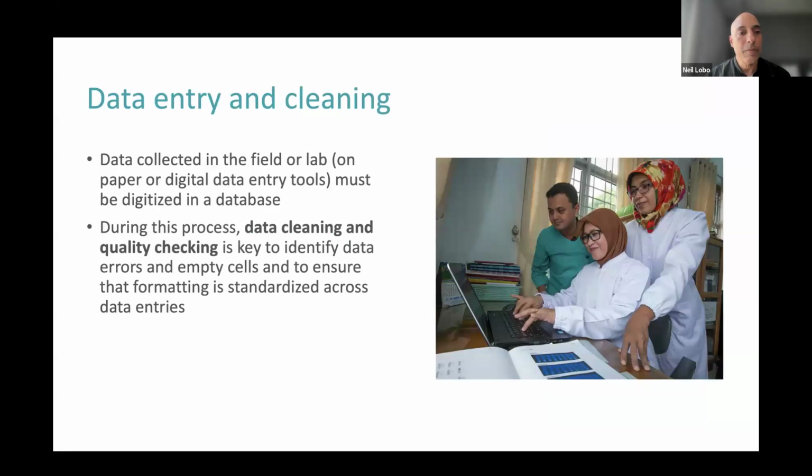So data collected in the field usually is digitized in a database. It's put in your computer. During this process, data cleaning and quality checking is key. It's super important because there are so many mistakes that happen along the way. I have never seen a set of data collected in the field that is completely perfect. Even when I've done it in the field, I always make mistakes.